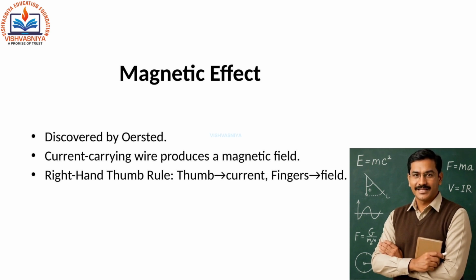According to the right-hand thumb rule, if you hold a wire in your right hand such that the thumb points in the direction of the current, then the curled fingers show the direction of the magnetic field. This effect is the basis of electric motors, electromagnets, and generators.